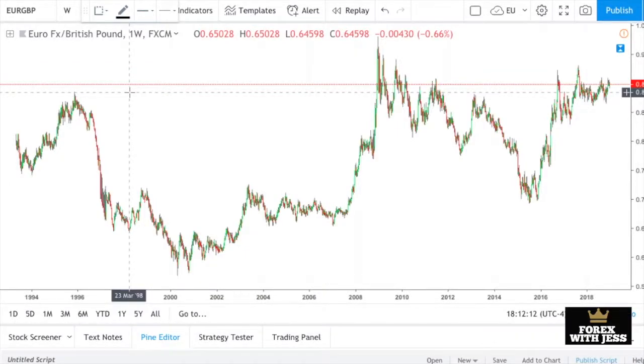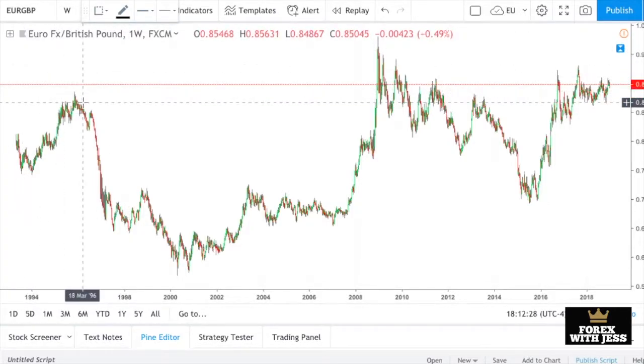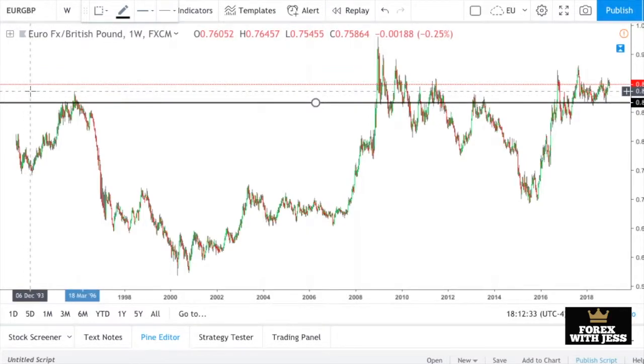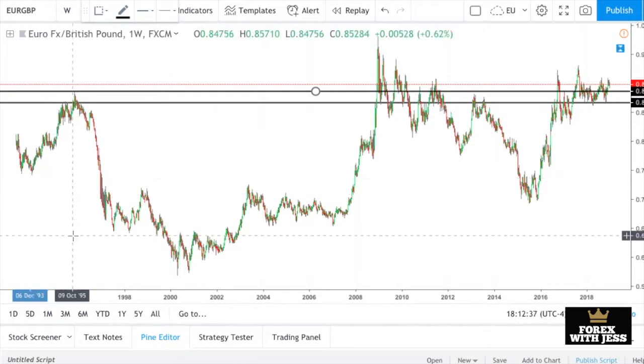In this video we will be discussing support and resistance. What is support and resistance? Support is an area where price bounces off of, refusing to break below. Resistance is an area where price refuses to break above.